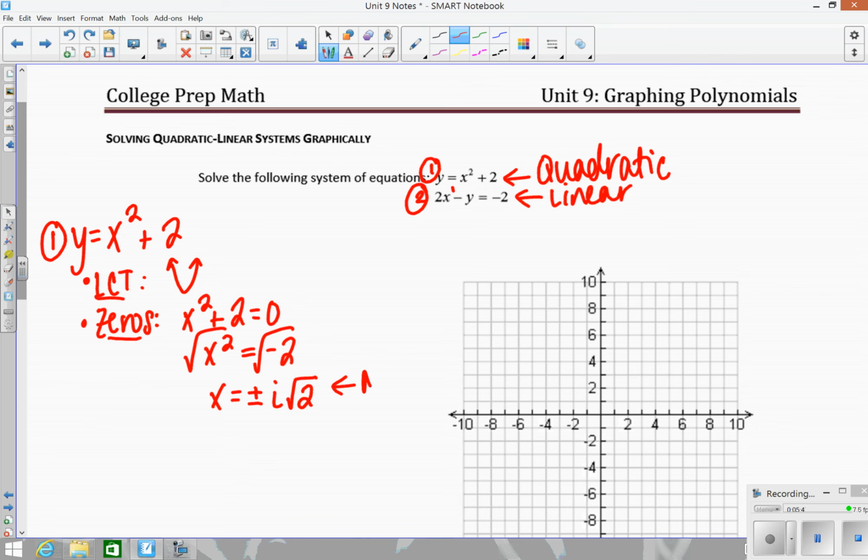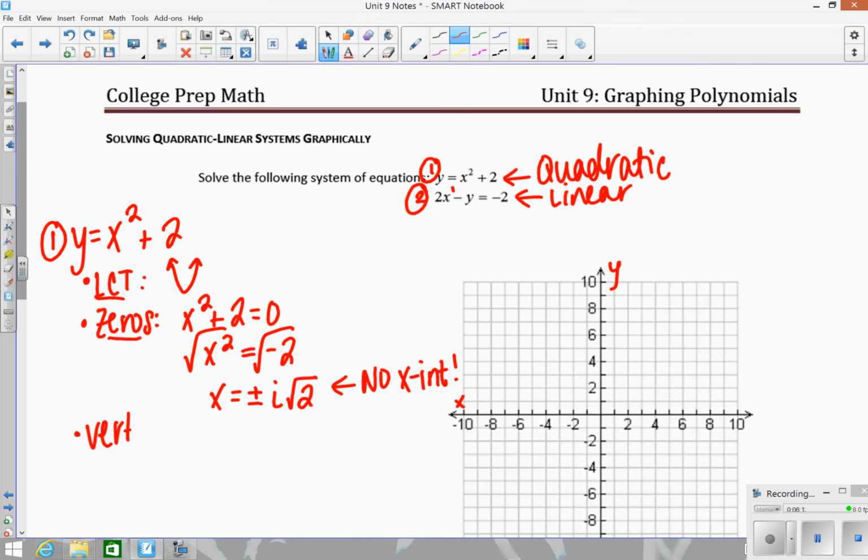So no x-intercepts is what this tells us, because remember, this is the real number system coordinate plane. This whole step really wasn't helpful because I can't really do anything with this plus or minus i radical 2. So you kind of just forget about that. And then let's move on to finding the vertex.